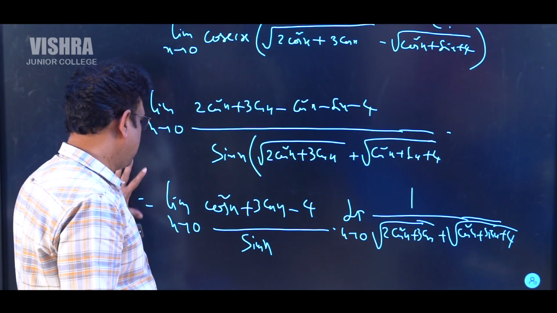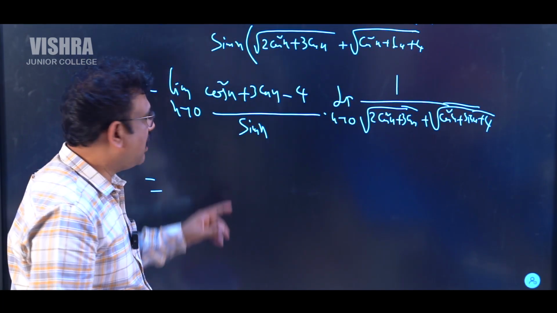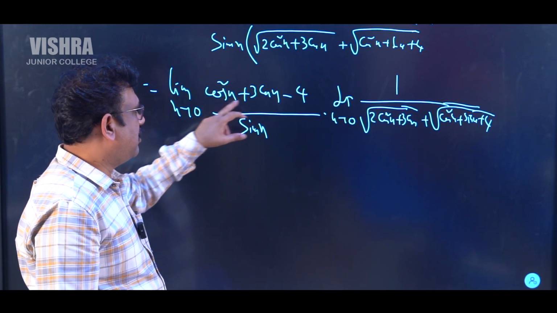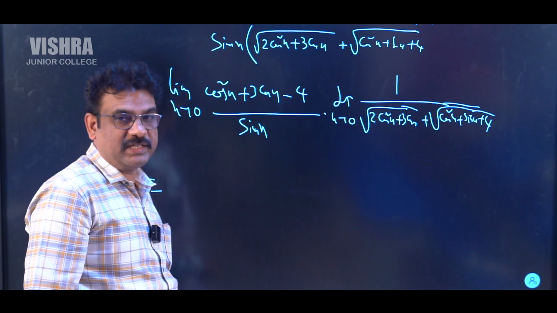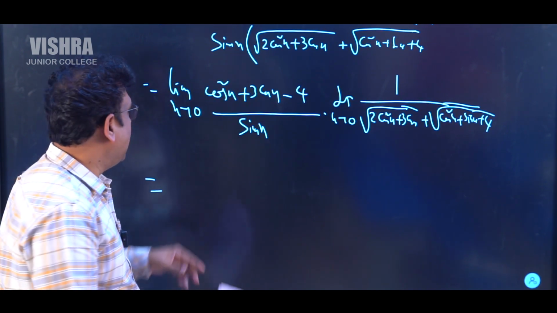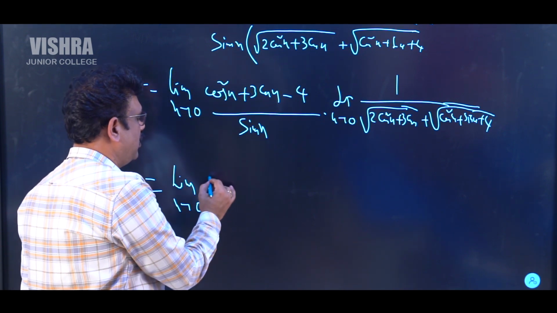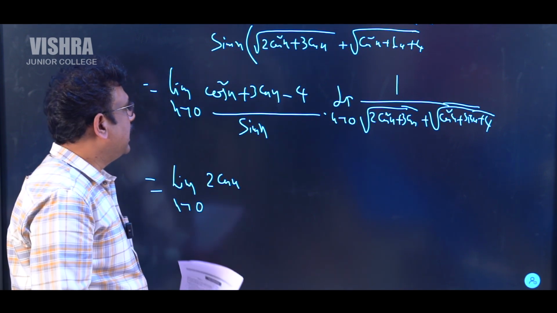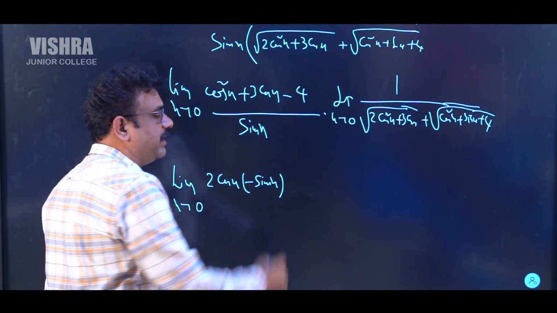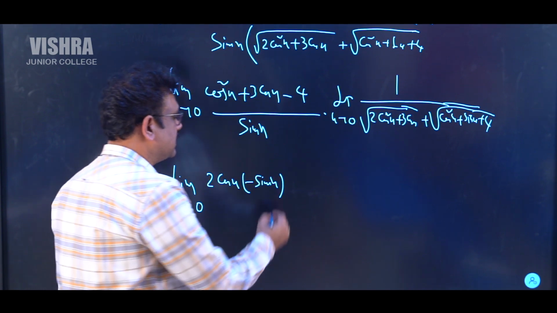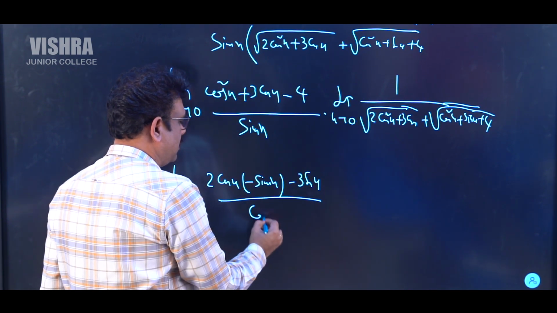So using L'Hospital's rule, on substituting x equal to 0, cos 0 is 1, so 1 plus 3 is 4, minus 4 is 0, and sin 0 is 0. So it is 0 by 0, so we apply L'Hospital's rule. We get limit as x tends to 0, 2 cos x times the derivative of cos x, which is minus sin x, plus 3 times minus sin x, over cos x.